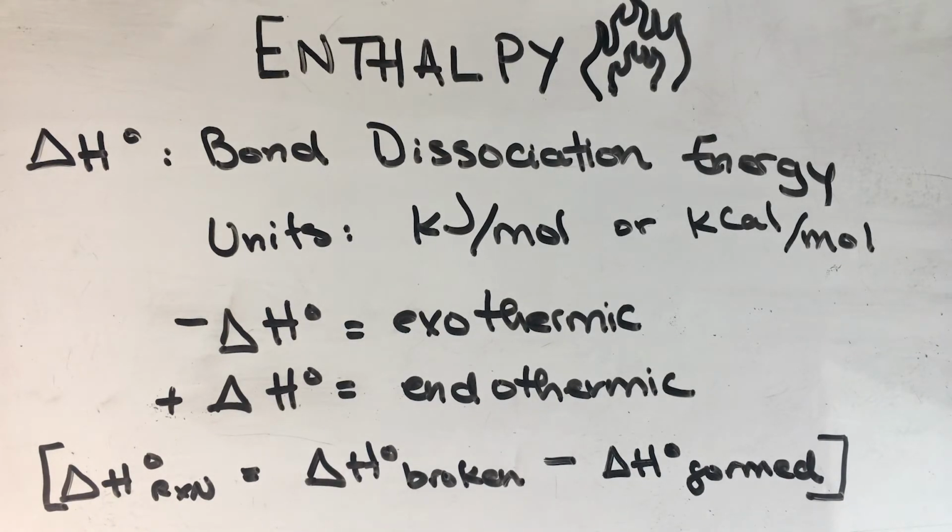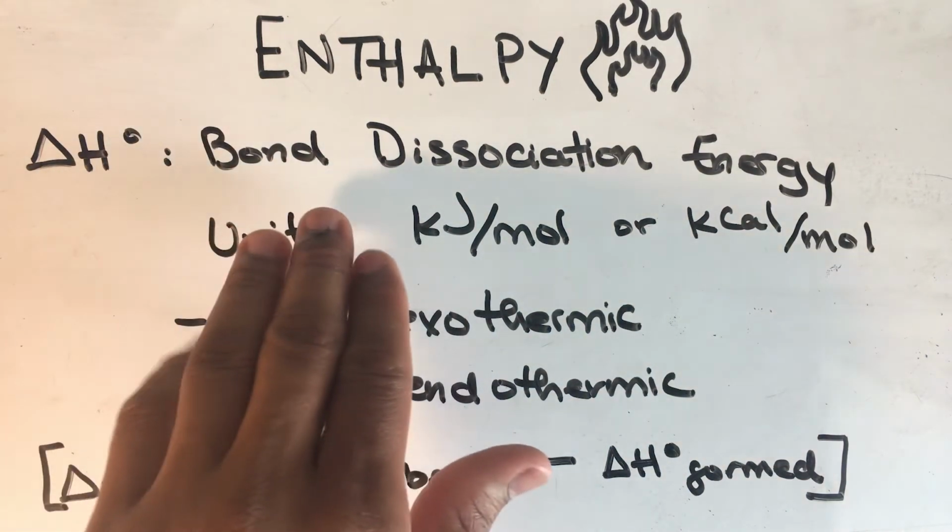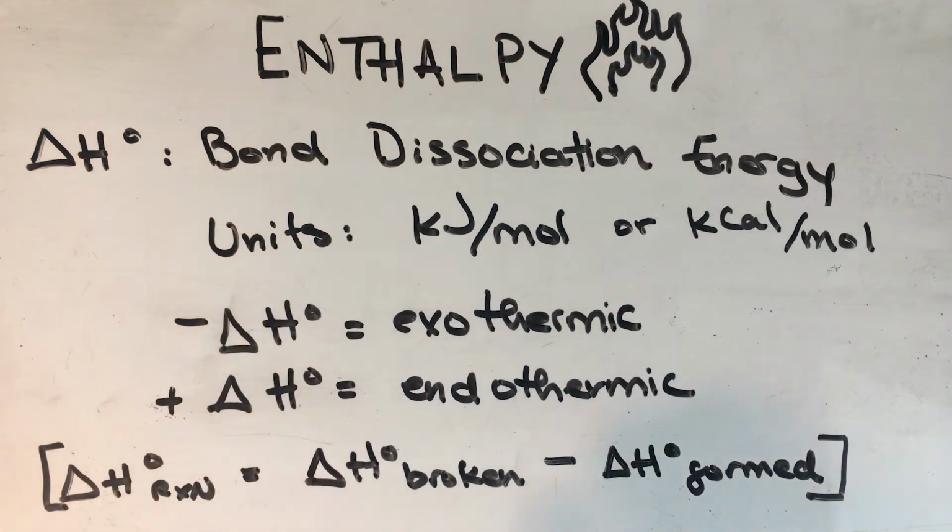When we think about how much energy it takes to break a bond, we think about delta H naught, which is basically like enthalpy, but it's specifically for how much energy it takes to break homolytic types of bond cleavages.